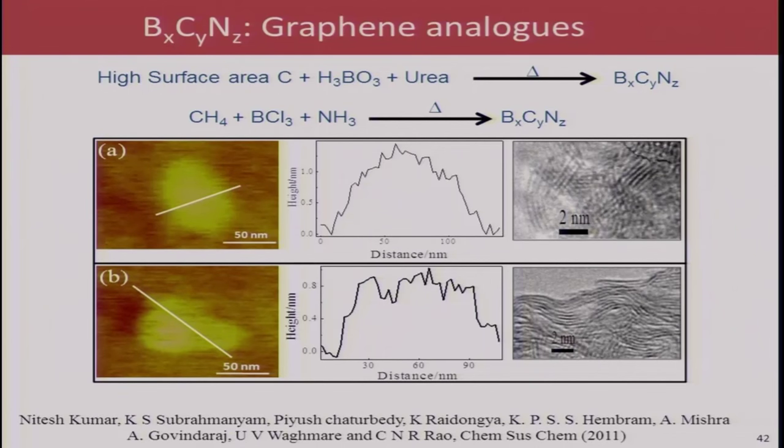Long ago, he tried to make a borocarbon nitride by a reaction of gases: methane, boron trichloride, and ammonia. Unfortunately, he wrote a little note in a journal which nobody reads nowadays. But I also did that. I repeated that. You can do that, except he had no way to characterize them in those days when he did it.